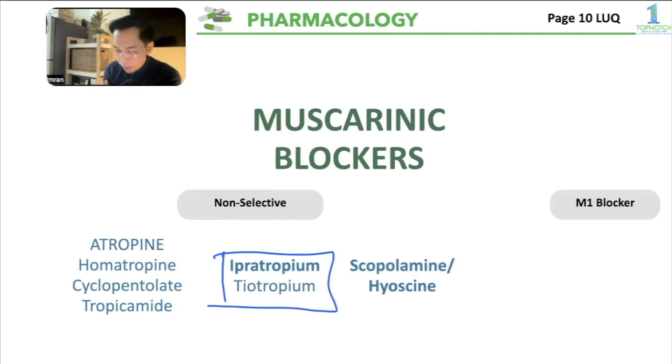Next, your scopolamine is also a non-selective muscarinic blocker. It's used as a transdermal patch dito sa may neck nilalagay, no? Malapit dito sa ears, no? Para sa mga hilo-hilo dyan sa biyahe, no? Ginagamit siya para doon. Okay, for ano yung term na yon? Motion sickness, no? Motion sickness, your scopolamine.